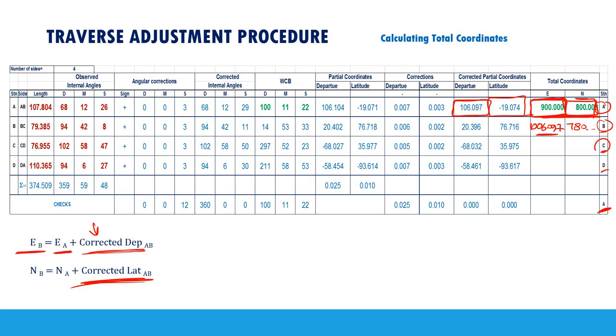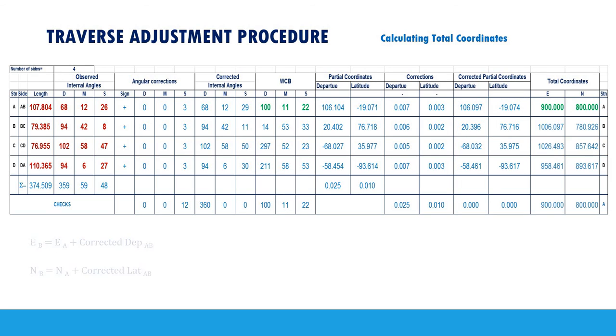So now for C, easting of C here would be easting of B from here plus the departure, and northing of C would be northing of B, this value, plus the latitude, and so on. Okay, I'll do the calculations now, and then you can do your calculations on your own to double check the answers. So these are the final answers, guys.